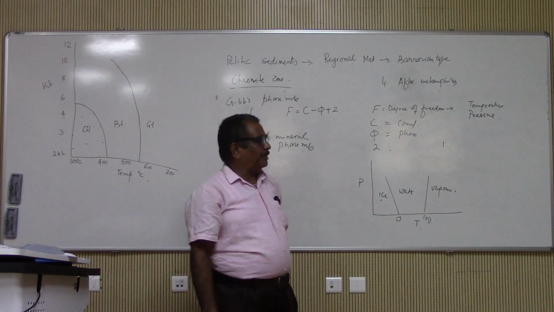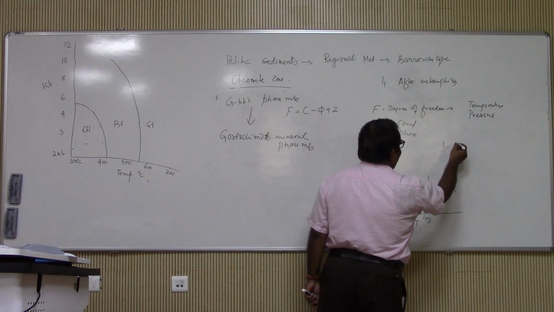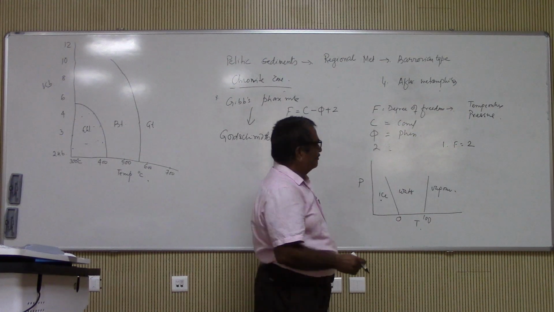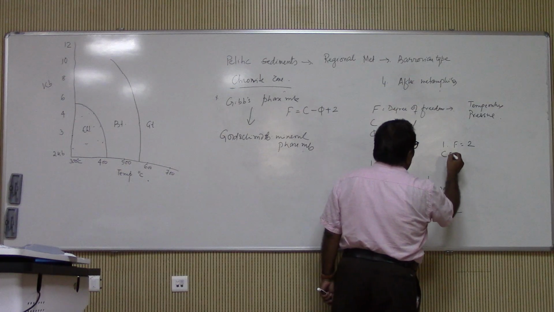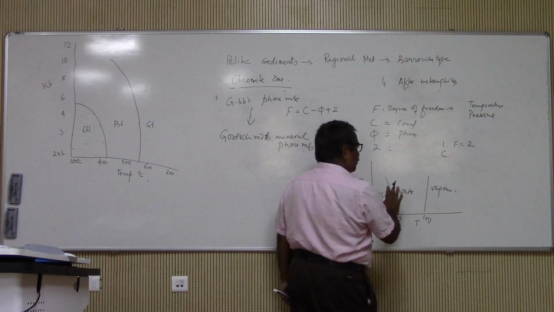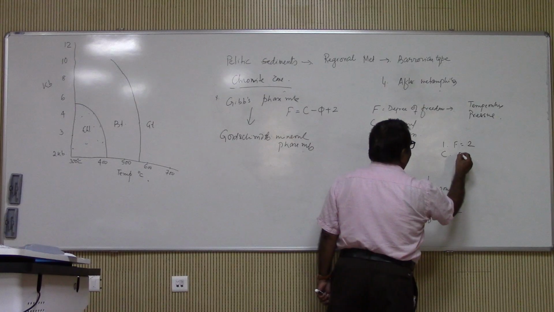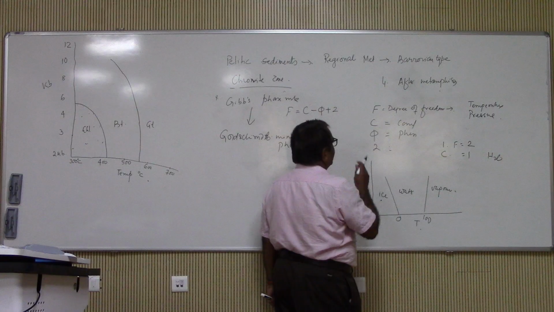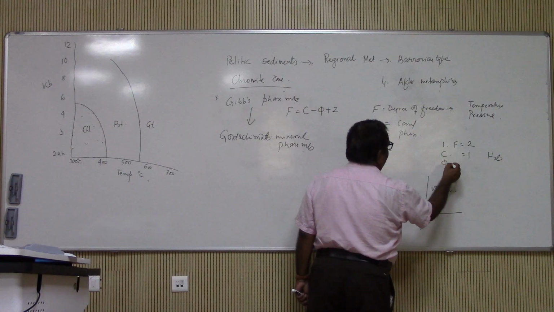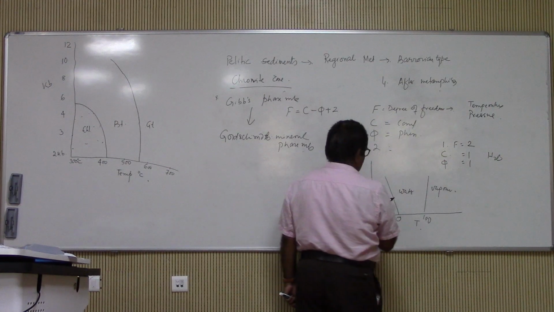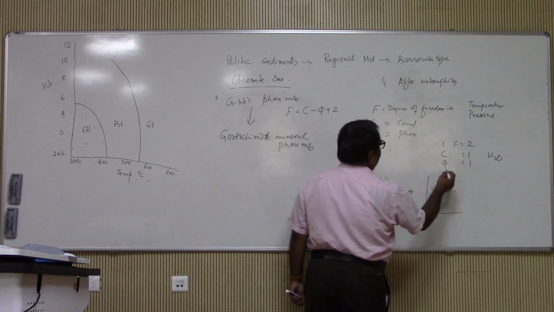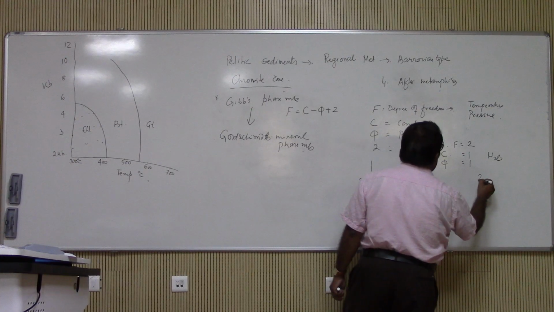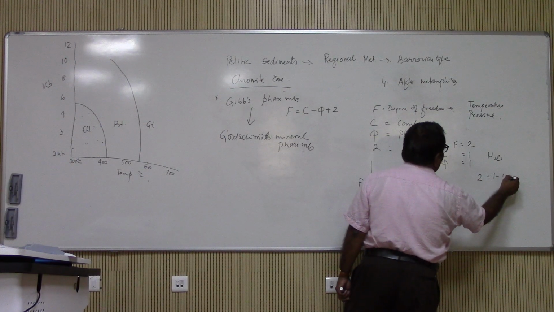Number 1 point. Can you tell me how many? What is F? F is 2. Pressure and temperature, 2, they are fixed. Then what is C? Component, chemical component I am telling. Chemical component is water, one, H2O. So C is equal to 1. Then phase is equal to one, ice only. So is this equation satisfied? 2 is equal to 1 minus 1 plus 2.